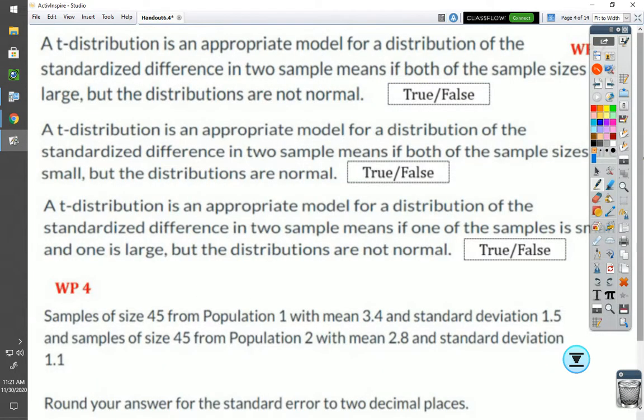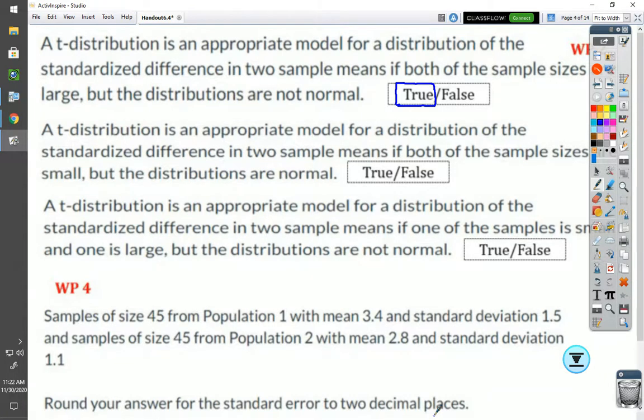So here goes a question for us to look at. A t-distribution is an appropriate model for a distribution of the standardized differences in two sample means if both of the sample sizes are large enough, but the distributions are not normal. So large enough meaning they're greater than 30, but it tells us clearly that they are not normal, meaning they could be skewed. Well, remember the criteria on the first slide was if both sets are greater than 30, then we can use the t-distribution. This would be a true statement.